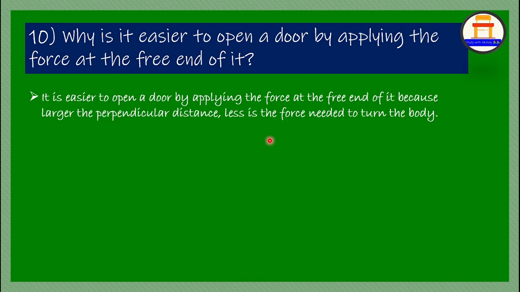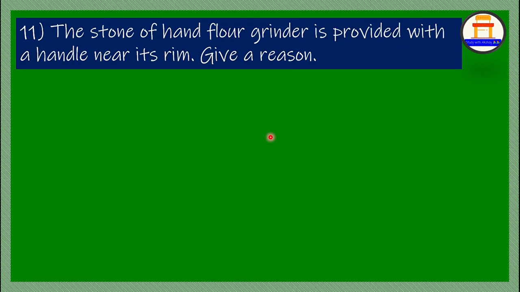So give reasons will basically be given for 1 mark or for 2 marks. If it is for 2 marks, in a similar way, larger the perpendicular distance, you will get 1 mark, and less is the force needed, you will get 1 mark. So it will be divided in such a way. Hope you have understood this as well. Let's move ahead further. The stone of a floor grinder is provided with a handle near the rim. Give reason.